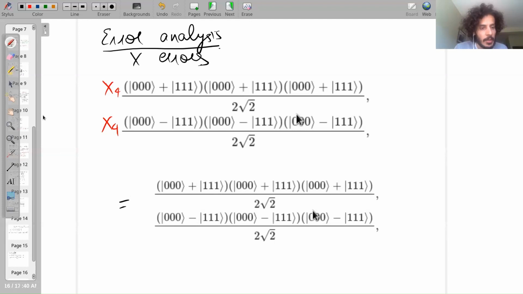X4 means that I have 0, 1, this is the 0th qubit, the first qubit, and this is the 4th qubit. So this guy and this guy will get switched. So this will become a 1. This will become a 0. This will become a 1, right? And this will become a 0.